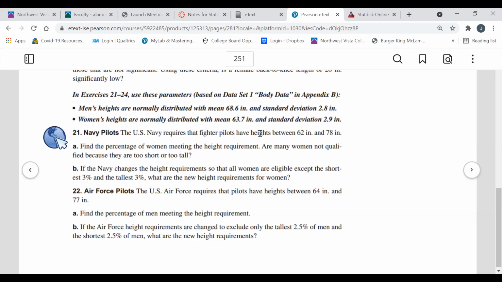All right. Letter A. Find the percentage of women meeting the height requirement. So what is their height requirement? It has to be between 62 inches and 78 inches. So we're going to have to write our probability. This is the in-between one. So we're going to put P, parentheses, 62 less than X less than 78. Oh, shoot, I'm not going to have space. Hold on. I wrote the problem all large. 62 and 78. All right, so this is the in between.